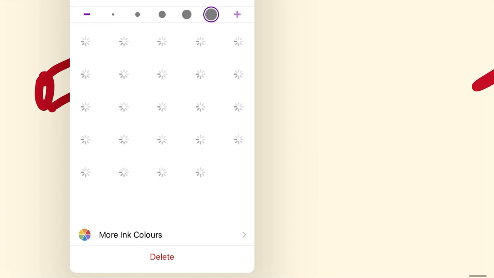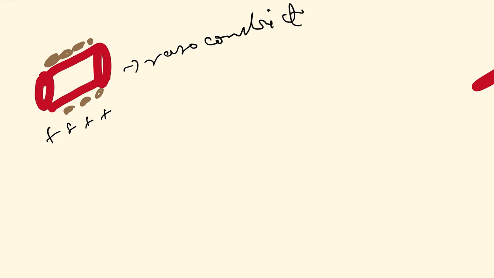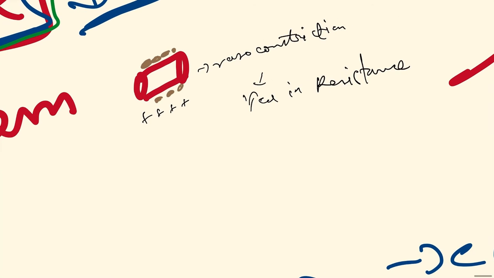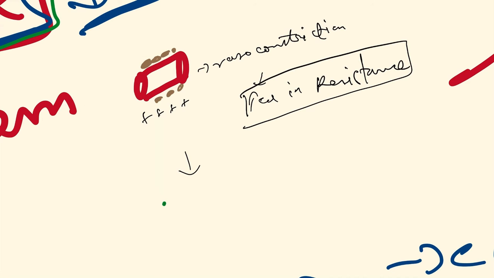Let me draw it here only. This is our blood vessel, and there are smooth muscles here. Because of the contraction of the smooth muscle there will be vasoconstriction, and this vasoconstriction causes an increase in resistance. So now how to decrease the resistance? We can decrease it by causing vasodilatation, right?